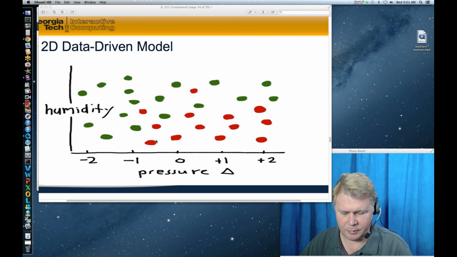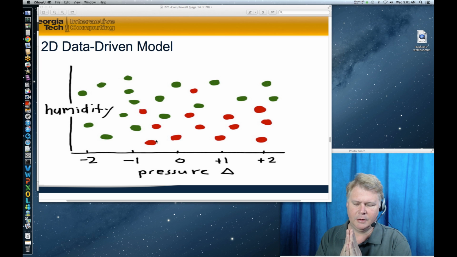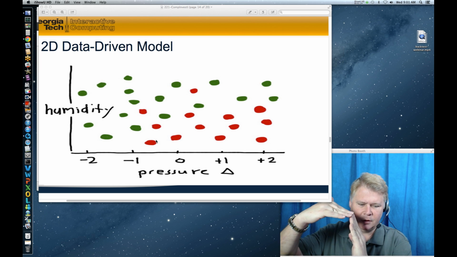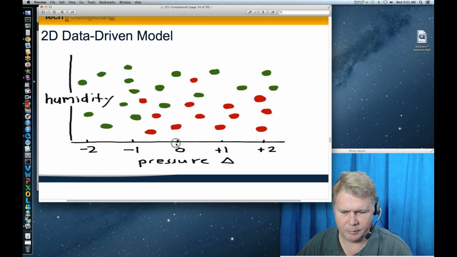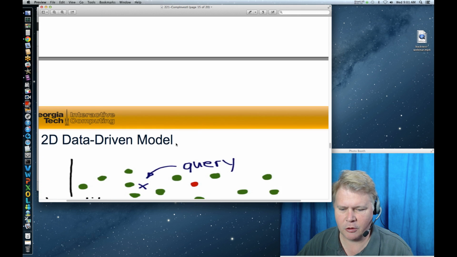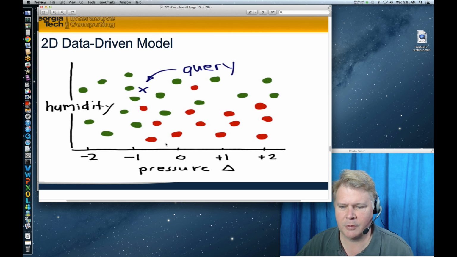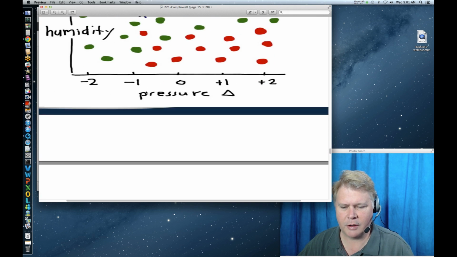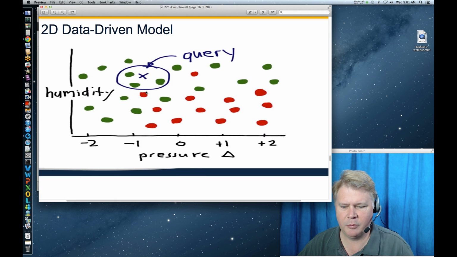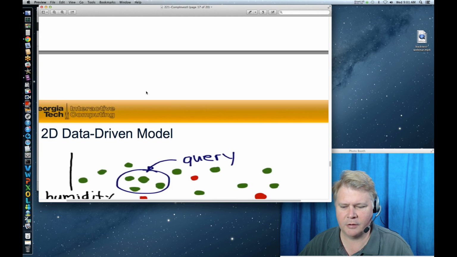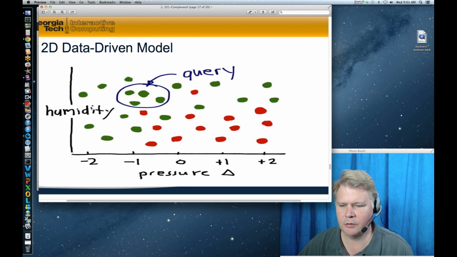Now the query is not just a single x, it's a 2-dimensional x. So we measure the humidity and the pressure change. So a query in this sense is a particular barometric pressure and a particular humidity value. And we can query the same way. We look at the nearby values and take their mean, and that's our result, is the mean of those nearby values.